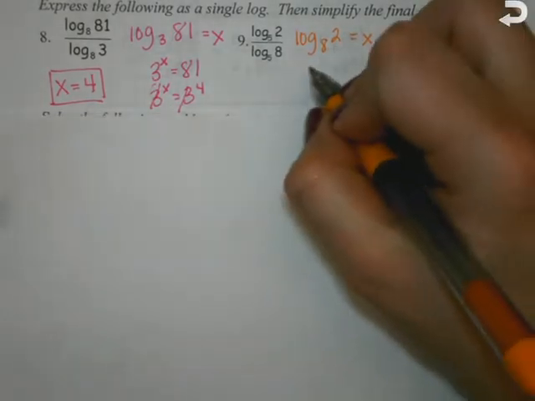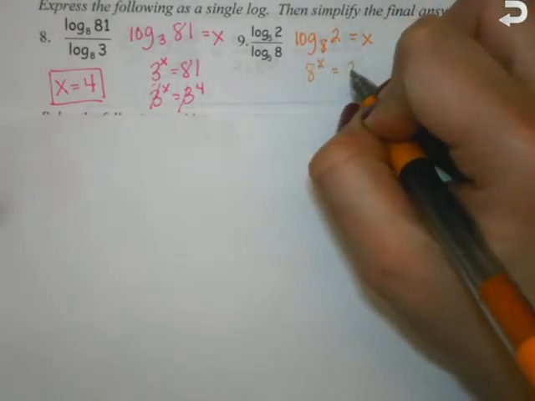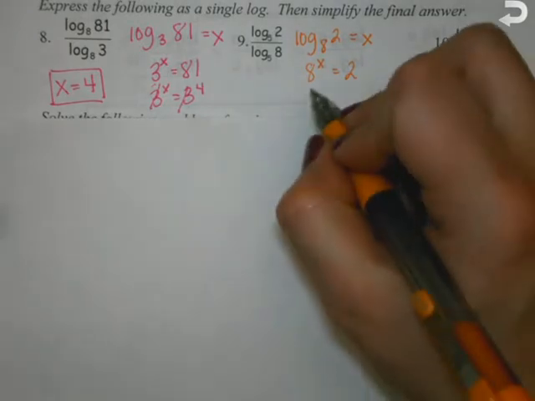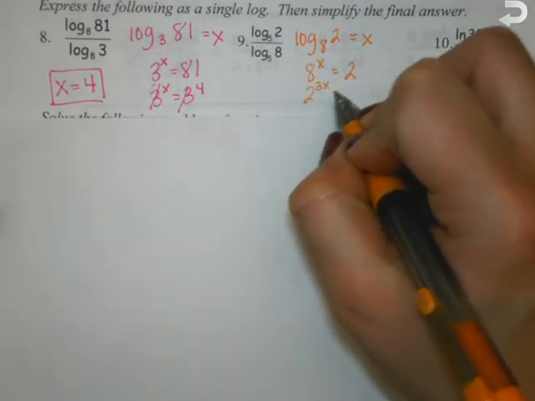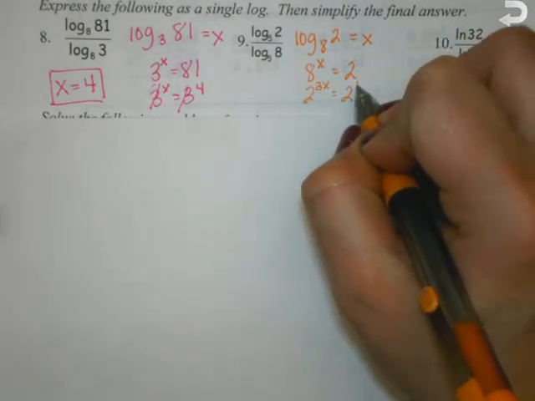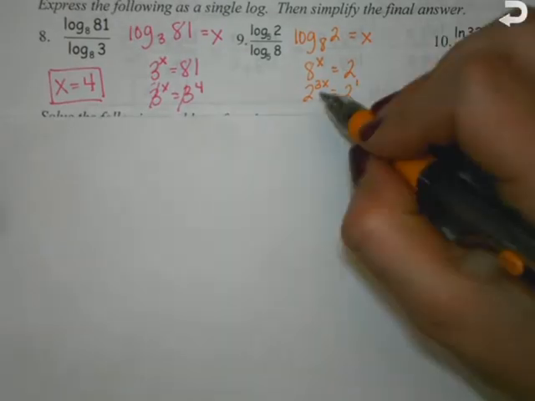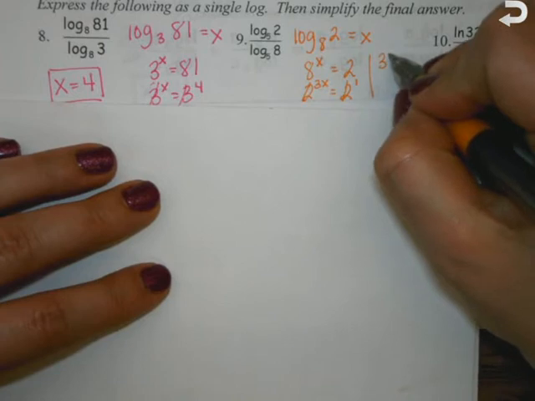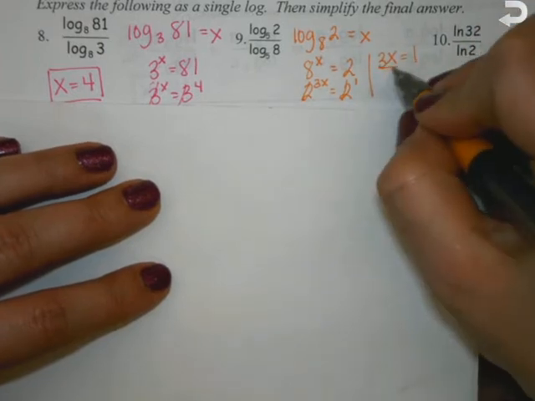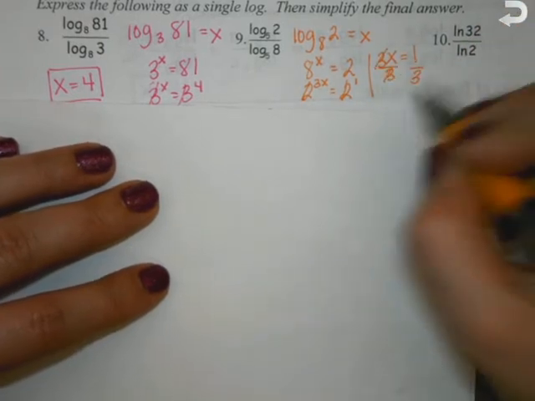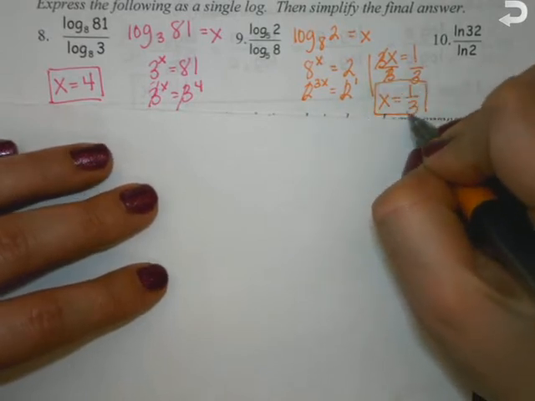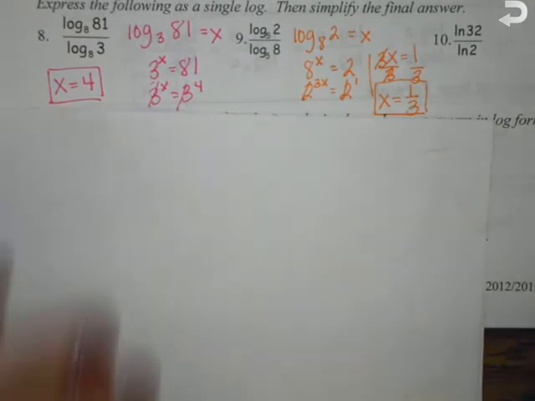What base do I need to get both of these in? 2. 8 is 2 to the what? Third. So this is going to be 2 to the 3x equals 2 to the first. Drop your bases. So 3x equals 1, and divide both sides by 3. So we get x equals 1/3. Okay, so now I'm having you use your change of base formula and then using all our different solving methods to actually solve.